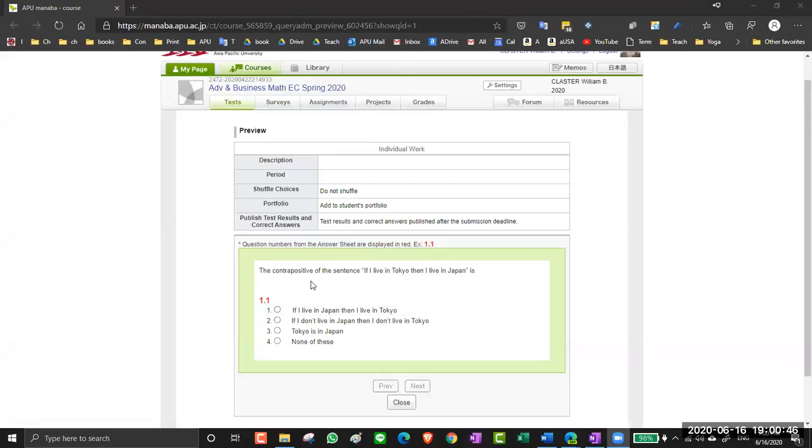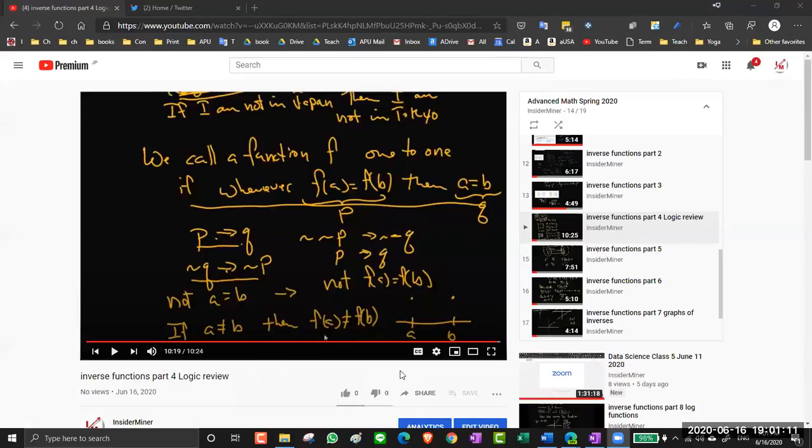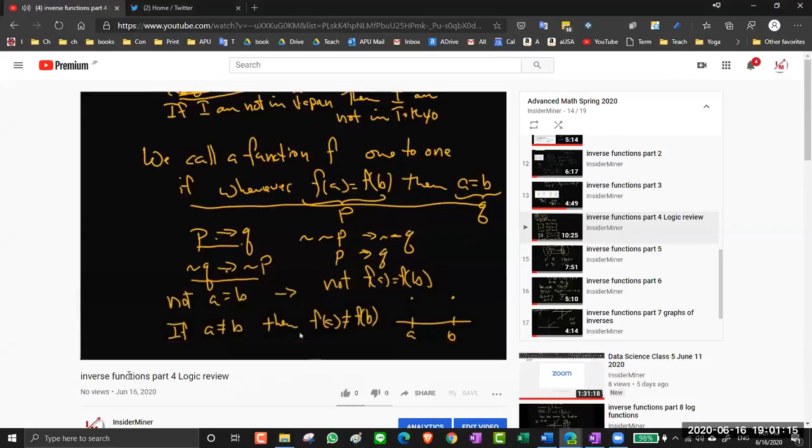What's the answer here? The contrapositive of, if I live in Tokyo, then I live in Japan, is? The second one. Number 2, right. If I don't live in Japan, that's the negation of the second part, then I don't live in Tokyo. Okay, contrapositive. Okay, let's continue, because they're equivalent.